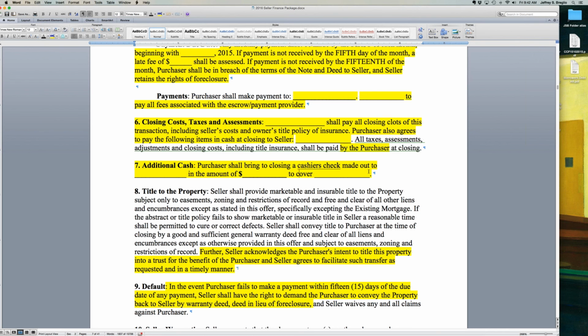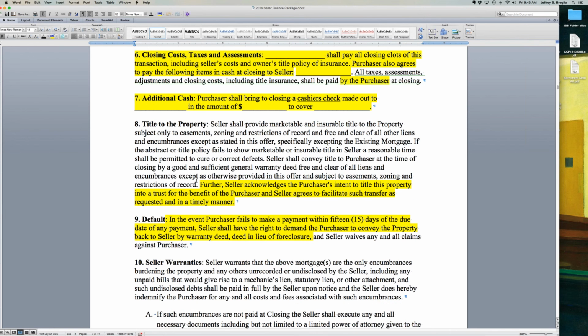Okay, this is additional cash. It's optional. You may just delete this, but it's just in case there's some other cash to cover some other thing, because I've had deals like that. So there's plenty of options for you to customize this deal to make it work.